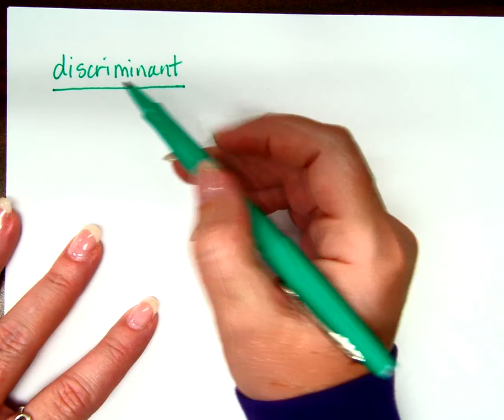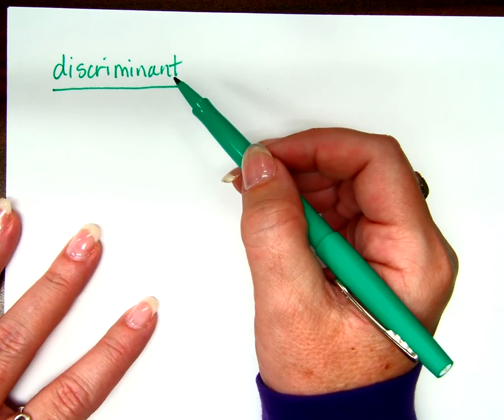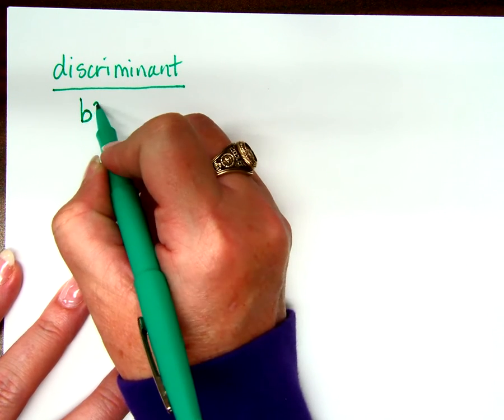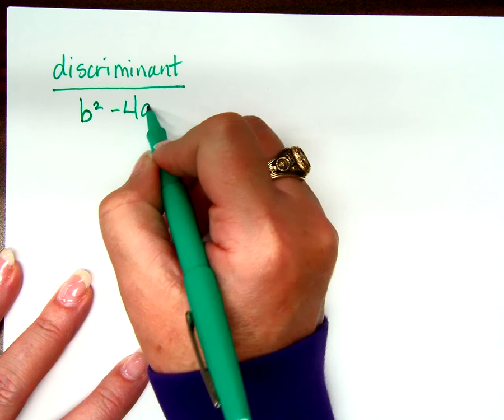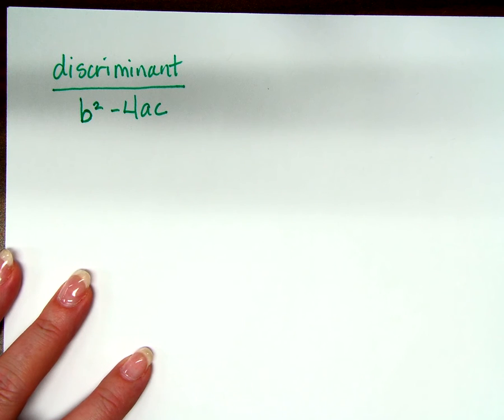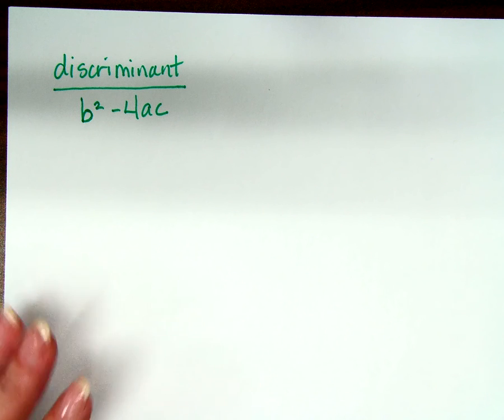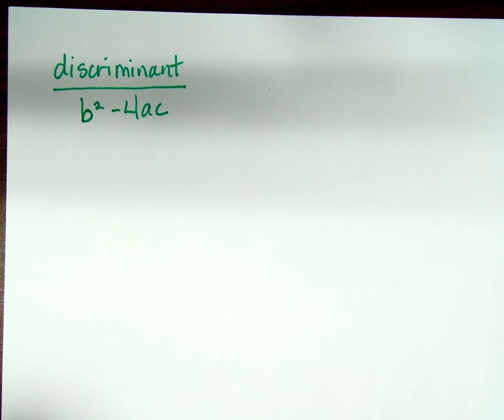Okay? Discriminant is what we are talking about today. Here is what the discriminant is. It's another formula that you get to memorize. Not only is it short, you already know it, don't you? Don't you already know that? How do you already know that?